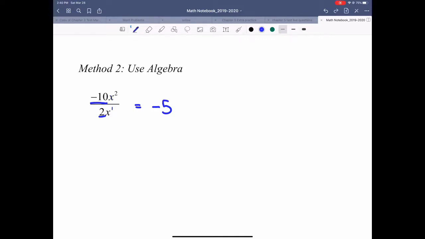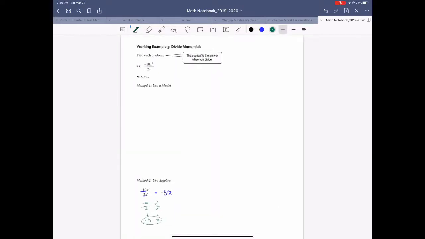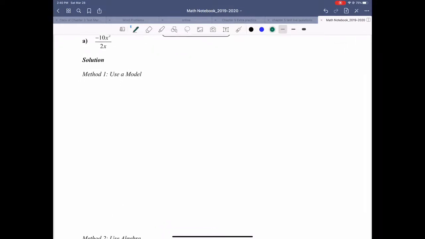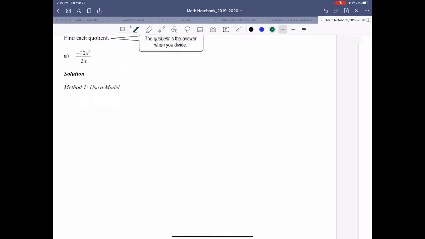You have 1x left. Okay, so the final answer is this. Hopefully you can realize that. If you actually want a detailed explanation, it's basically this, and combine with x squared and x. So this will be a -5, this will be an x. Okay? So, use a model. That's fun. But before we jump into the dividing model, I want you to try out this one here.